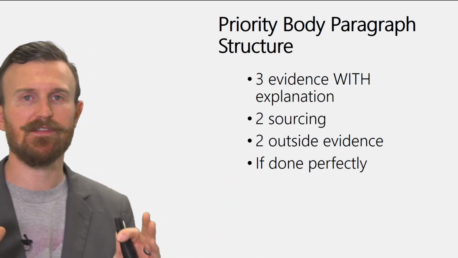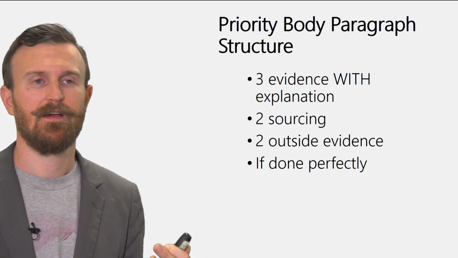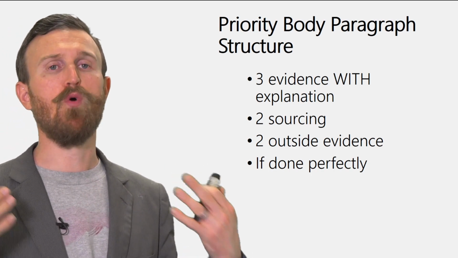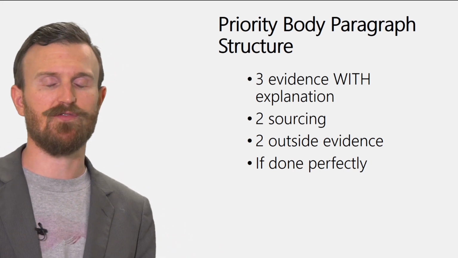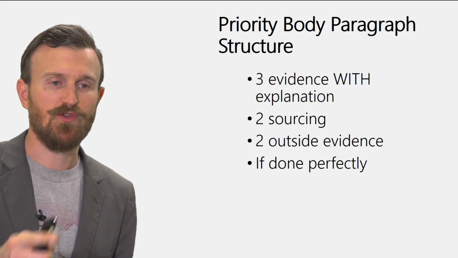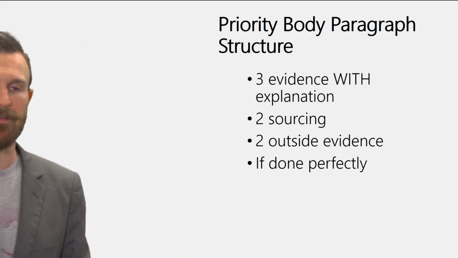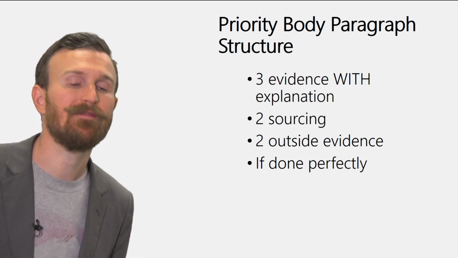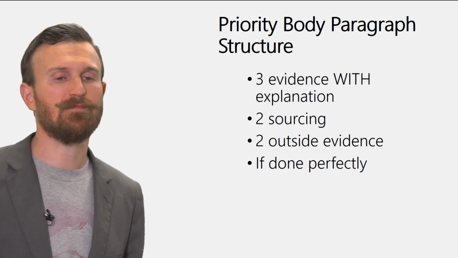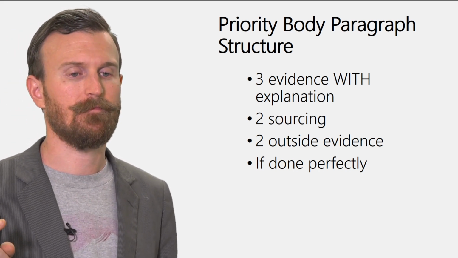So by knowing who the source is, you're explaining to us how we know more than we otherwise would, and it makes your argument even stronger, even better. So two of those happy sourcing elements will go along with your evidence, and then two pieces of outside evidence. That's evidence beyond the document.